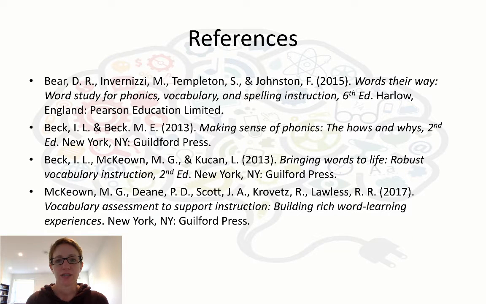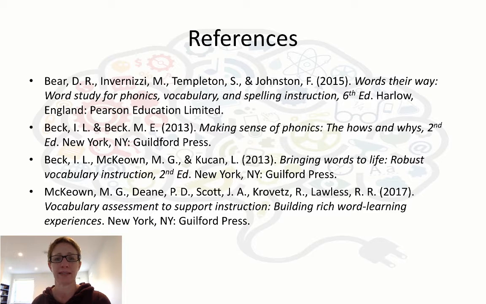So I'll leave you with some references. These 4 texts I think are essential reading for considering vocabulary teaching from EYFS through Key Stage 2, or in the US, the elementary grades. The Bear book, Words Their Way, takes us through a trajectory of developmental orthographic knowledge. So how we start to learn from the smallest units, the phonemes and the morphemes, to how we get into understanding the meanings behind those tier 2 and tier 3 words.